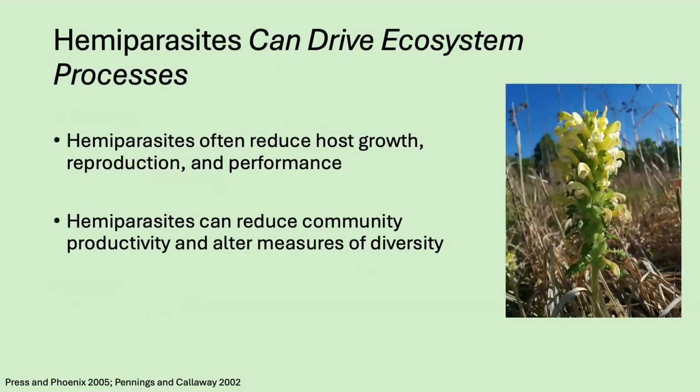If species differ in susceptibility or tolerance to parasitism, then a hemiparasite can in fact alter the presence or abundance of these species, and therefore can alter a community. Hemiparasites can also reduce host growth, production, and performance, as well as reducing community productivity by cutting down above-ground biomass.